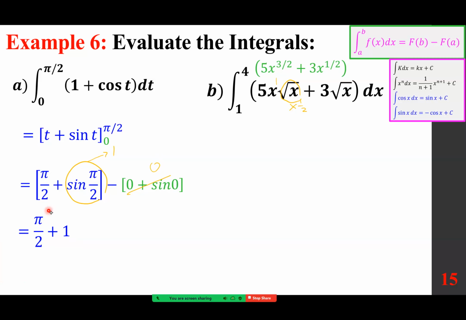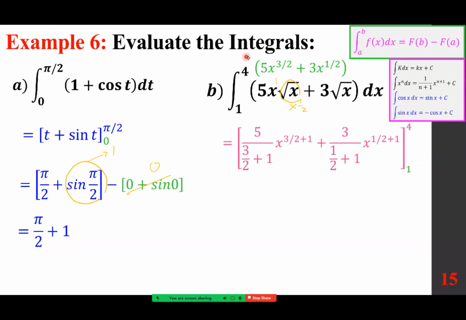We are going to use the power rule. So 5 divided by 3/2 plus 1, x to the power of 3/2 plus 1, plus 3 divided by 1/2 plus 1, x to the power of 1/2 plus 1. Evaluated from 1 to 4. We don't have a constant because this is a number. Again, 5 divided by the exponent plus 1 plus 3 divided by the exponent plus 1. Okay?